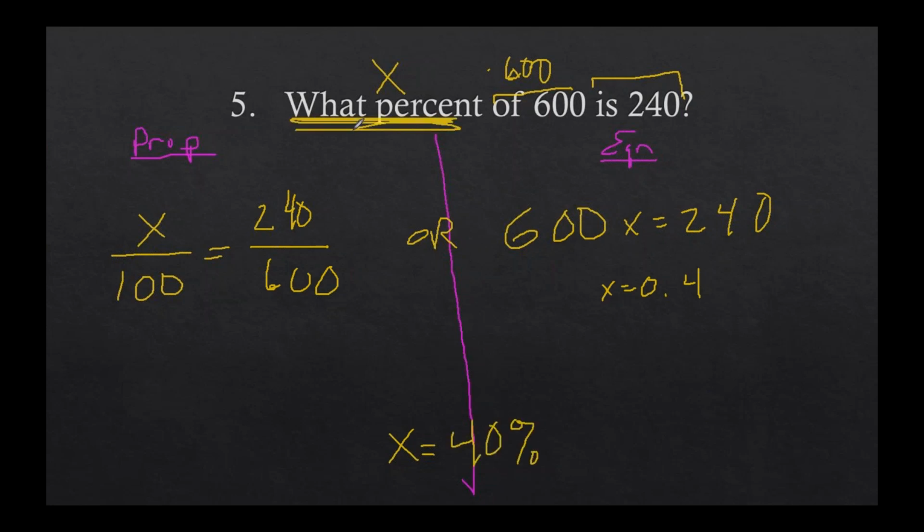Because remember, the question says what percent. So when you use the equation in this case, you get a decimal as an answer. You have to change that back to a percent. You've got to go back and say, what does the problem ask for? Now, if you used the proportion and you cross multiply and divide, you end up with an answer of 40. And then you just have to chuck on the percent sign at the end.